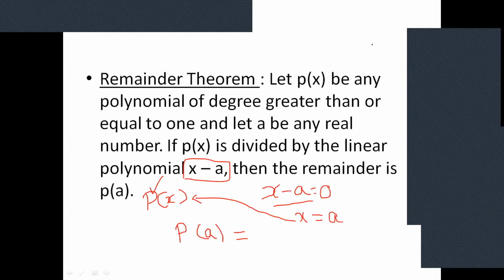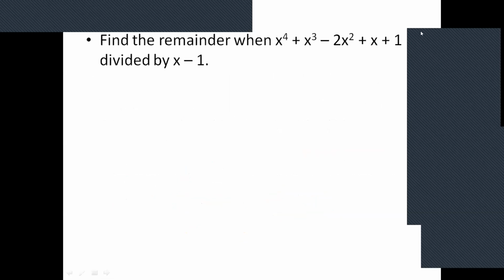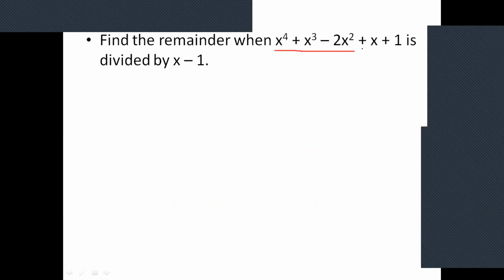Now we'll move on to how to find the remainder. So here we have the polynomial which is given, and we are supposed to find out what is the remainder when it is divided by x minus 1.